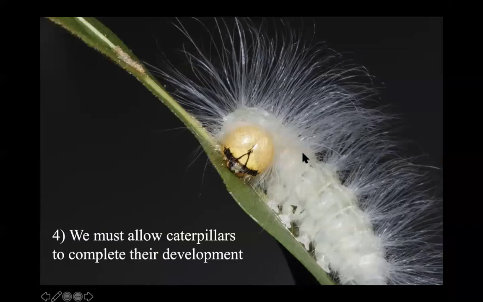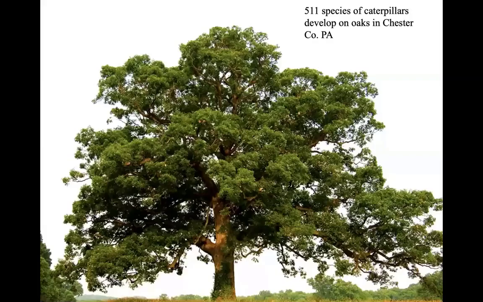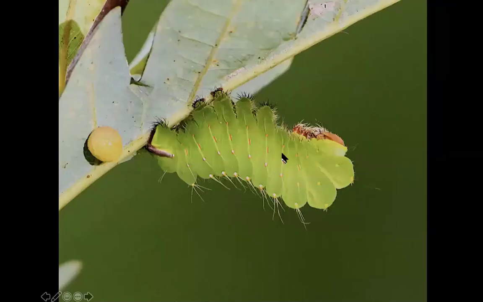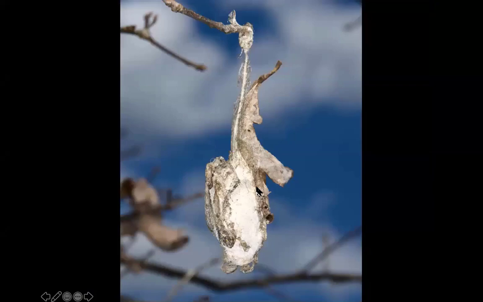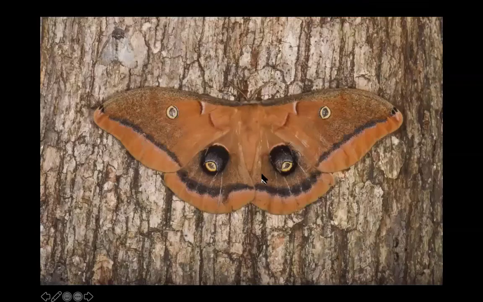Okay, the fourth thing we need to do is to landscape in a way that allows the caterpillars to complete their development. So here's an example from the East Coast. I live in Chester County, Pennsylvania, where oaks support 511 species of caterpillars. A few of them, like the polyphemus moth, complete their development on the tree. The caterpillar eats the leaves, then it spins a cocoon and hangs from a branch, then it emerges as an adult, and then it does it all over again.